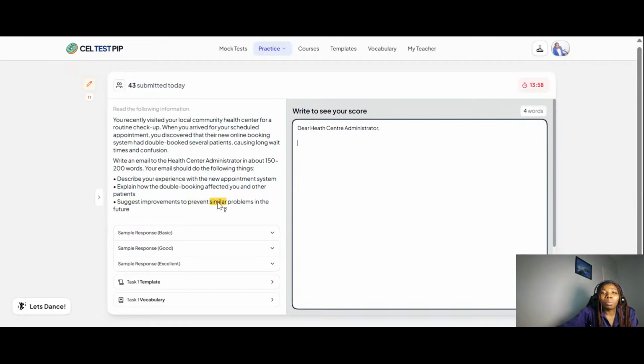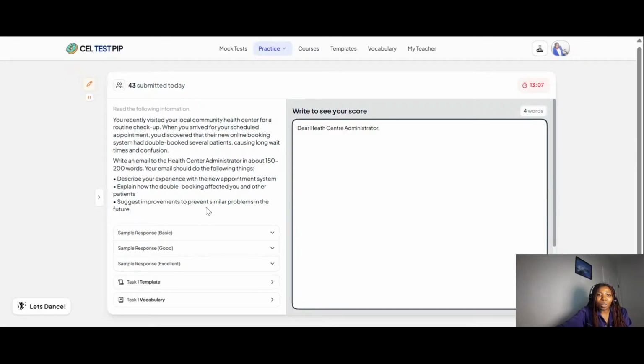Then suggest improvement to prevent similar problems. If I say improvement, what can they do? How to improve this system? They need to test this. For me, I can say system update. They should test the system thoroughly before using it again. Also, when I go for my appointment, there is always somebody checking there. So what came to my mind right now is that a staff should be assigned to monitor this system to make sure that any double booking is resolved before the appointment date in future.